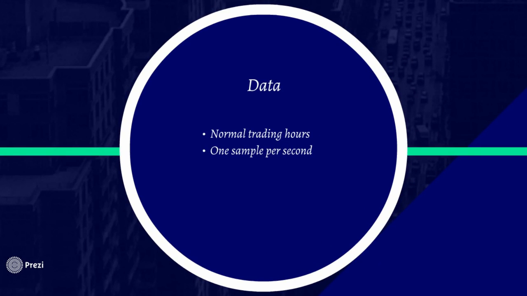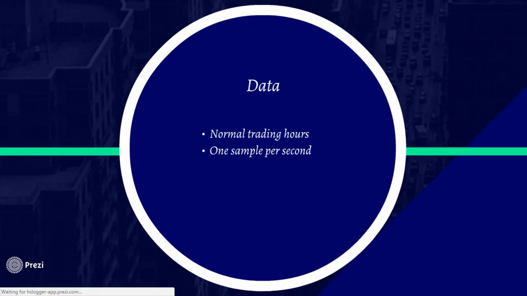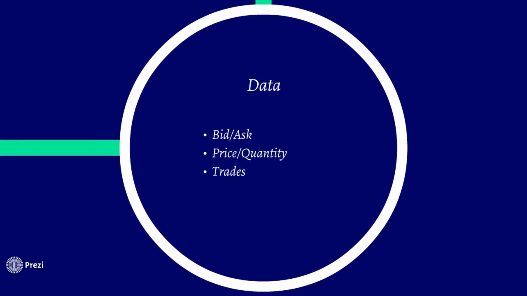For every instrument, you have the market data during the normal trading hours. So this doesn't cover the auction period or the aftermarket periods. And you have one sample per second. Each data record consists of either a bid-ask record, which contains the best bid and the best ask price and quantity, or a trade record. So each data record is either a bid-ask record or a trade record.